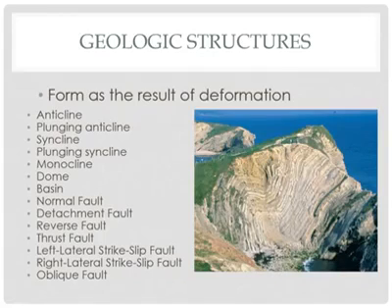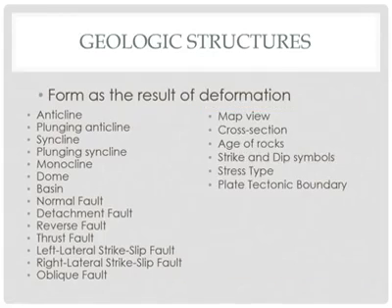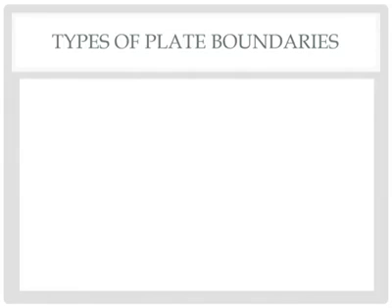And just to make matters a little more complicated, for each one of those, I need you to know how to recognize the map view, the cross-section, the ages of the rocks within the structures, the strike and dip symbols, the stress type that forms it, and the plate tectonic boundary where it occurs. That's a lot of information, but it's really not as bad as it sounds because I'm going to show you some tricks to kind of help you keep them all straight as we go. You should be just fine.